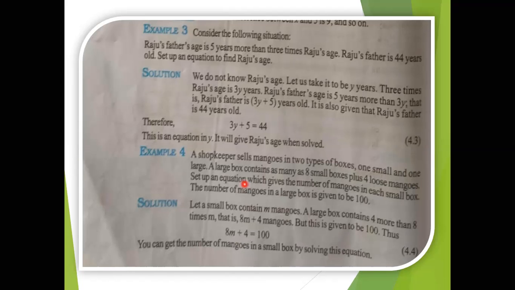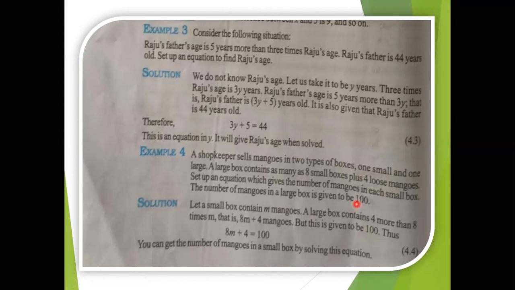Next, let us see one more example. A shopkeeper sells mangoes in 2 types of boxes, one small and one large. A large box contains as many as 8 small boxes plus 4 loose mangoes. That means the big box fits 8 small boxes and plus 4 loose mangoes separately. Set up an equation which gives the number of mangoes in each small box. The number of mangoes in a large box is given to be 100.